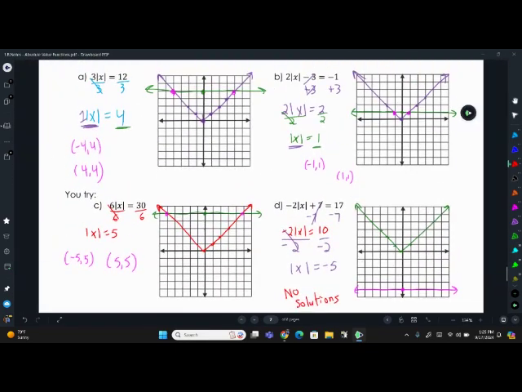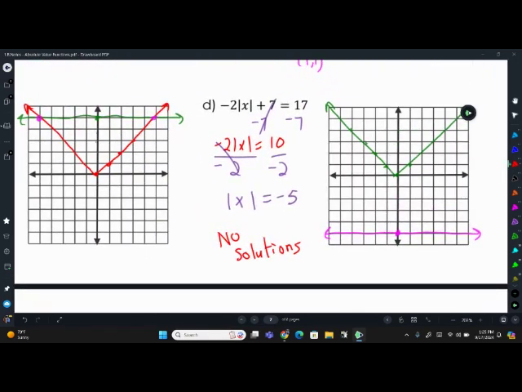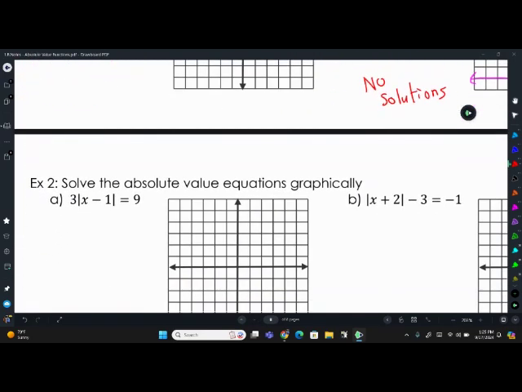So these other three we had two solutions each. Here we have no solutions in letter D. We could have one solution if our horizontal line goes through the vertex. So now let's look at the next page.